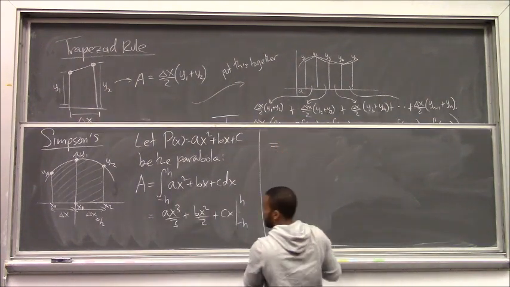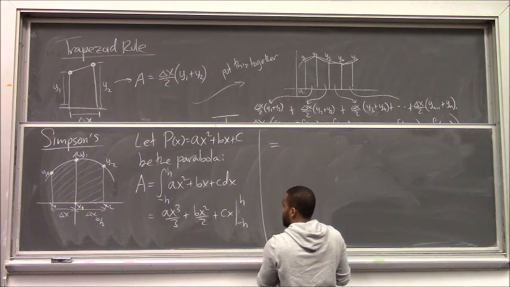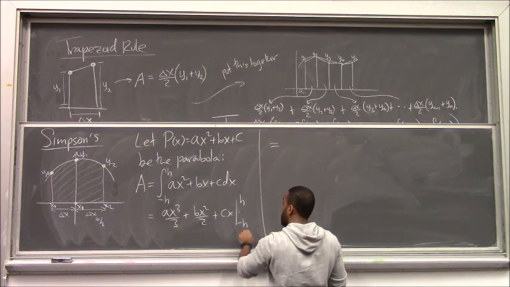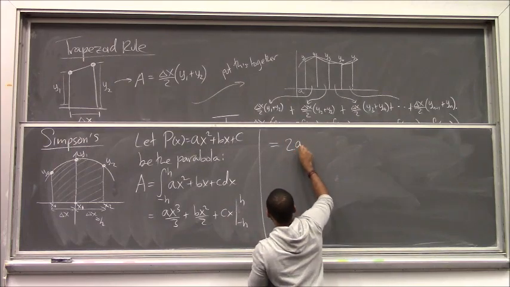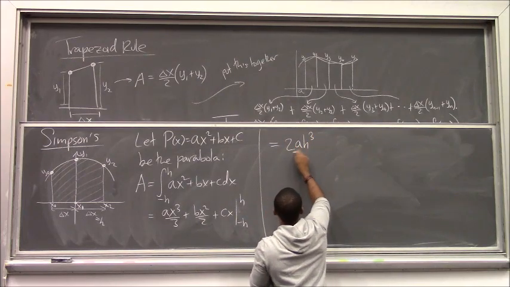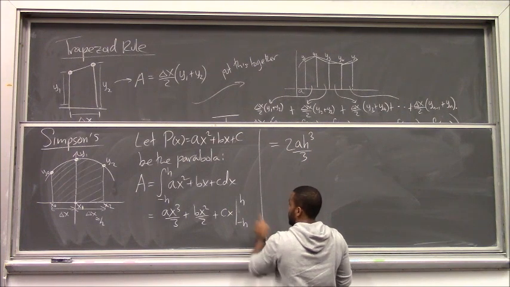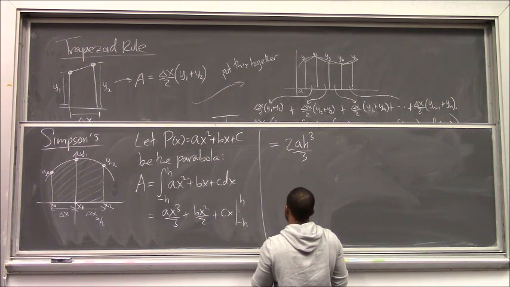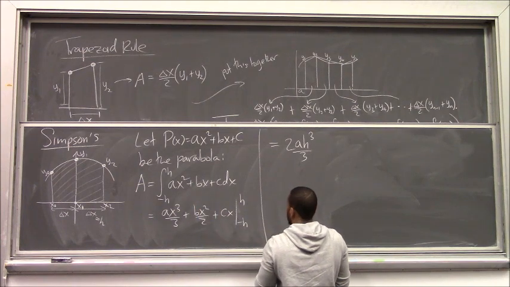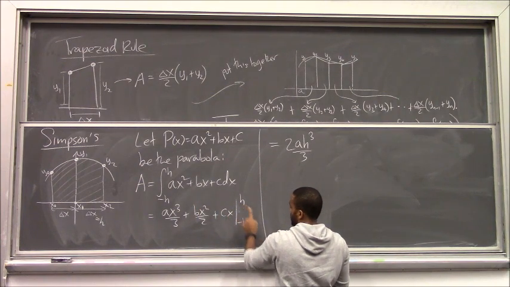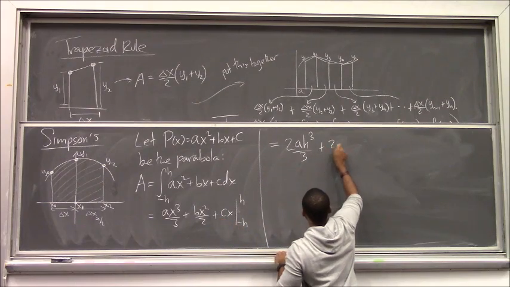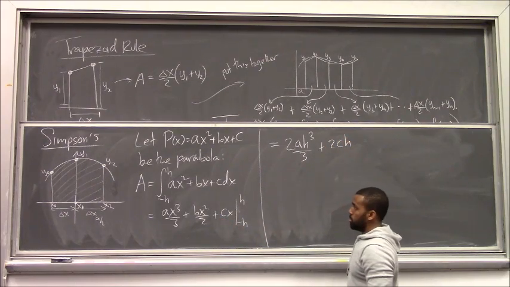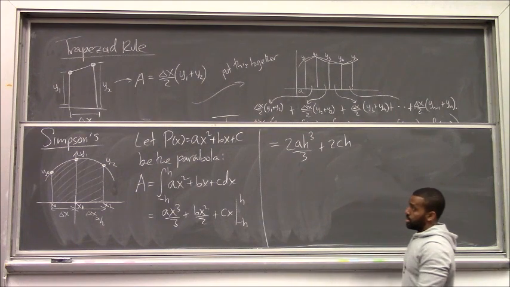And that's going to be, you're going to plug in h cubed, you're going to minus, when you plug in negative h cubed, that's going to become a plus. So you're going to get 2ah cubed. You plug in bh squared, then you're going to minus bh squared, so the middle term is going to cancel. Then you're going to get c times h minus c times negative h, so that's going to be a plus 2ch. So the area looks like that.